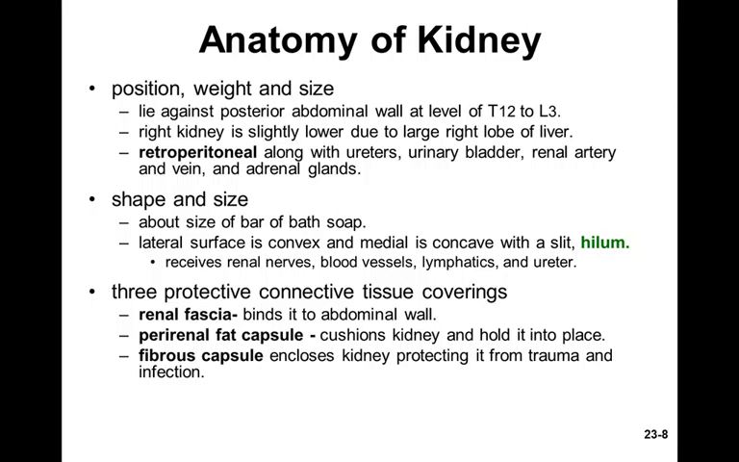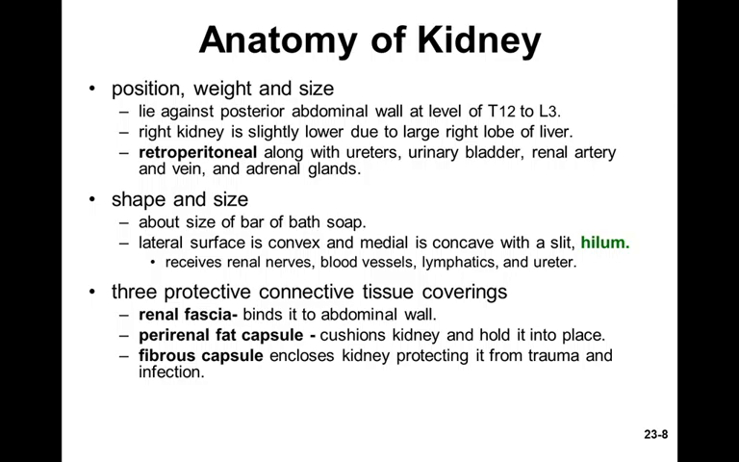They each have a renal artery and a renal vein, and of course adrenal glands that sit on top of them. They're about the size of a bar of bath soap. The lateral surface is convex. The medial is concave. There is a slit on the concave surface called the hilum. This is where the renal arteries and veins, the lymphatic vessels, nerves, and the ureters enter and leave the kidney. And it's really easy to see in just a second.